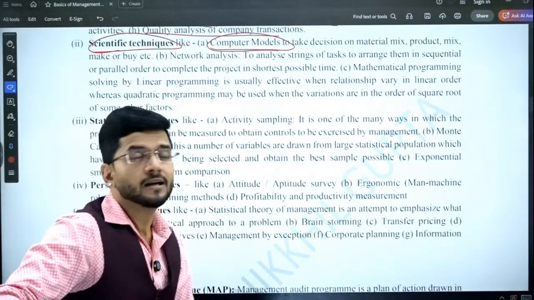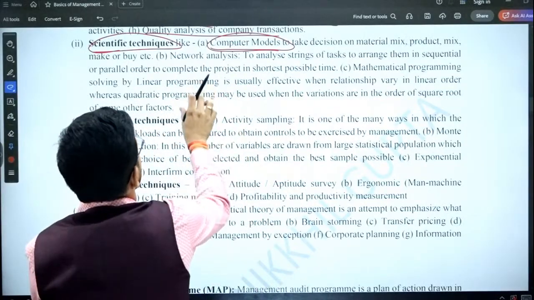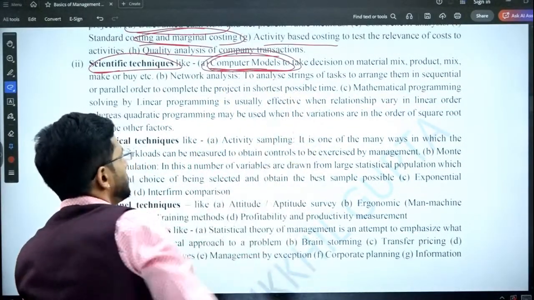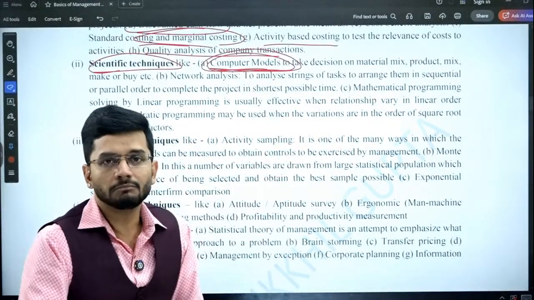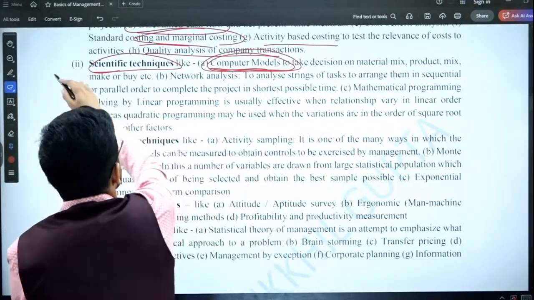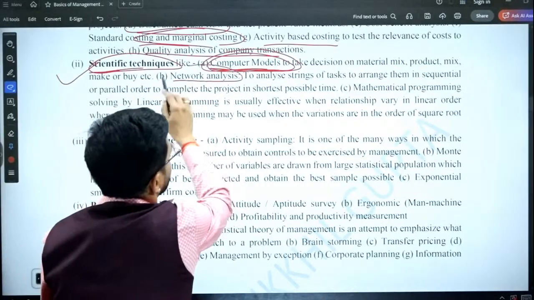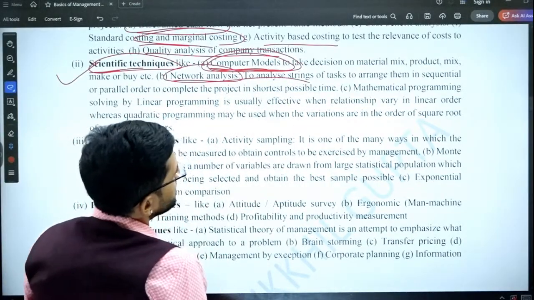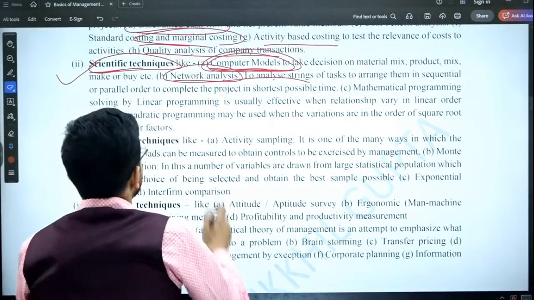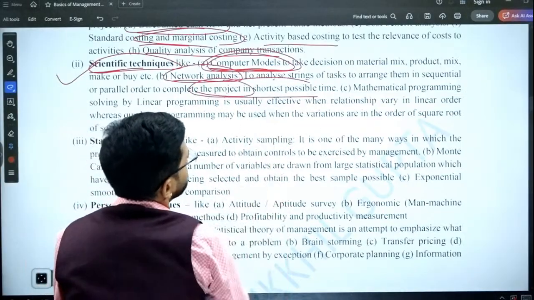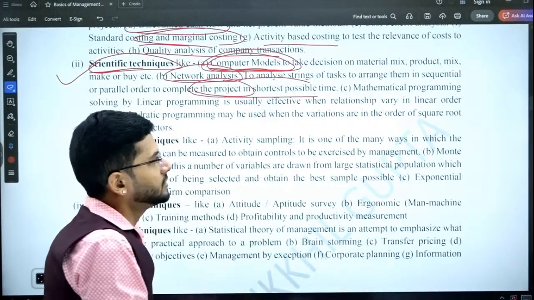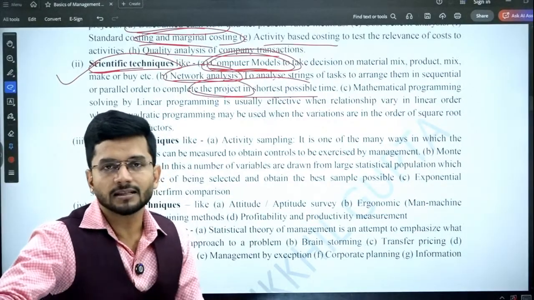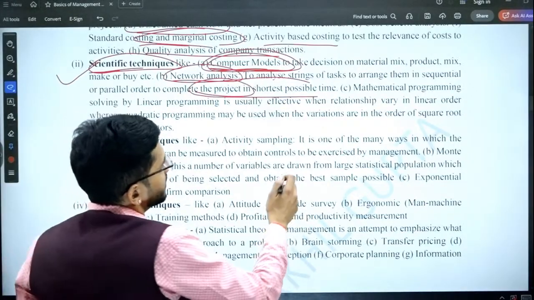So this particular thing is easy, that you can now take decisions on the basis of computer models. Make versus buy decision, product mix, material mix, all these decisions can be taken by you in a scientific way. Network analysis, to analyze strings of tasks, to arrange them in sequential or parallel order to complete the project in the shortest possible time. So what is the sequence of things that can arrange our process in the shortest possible time?